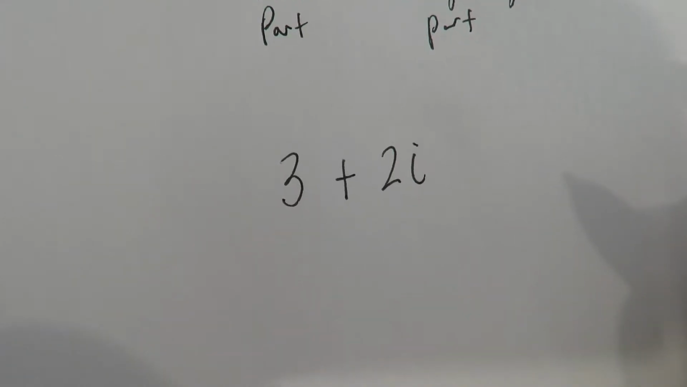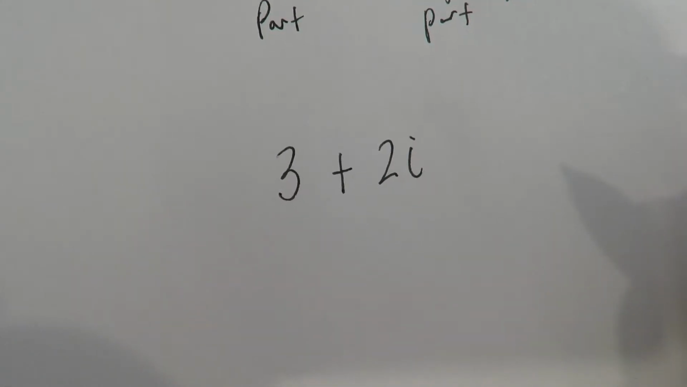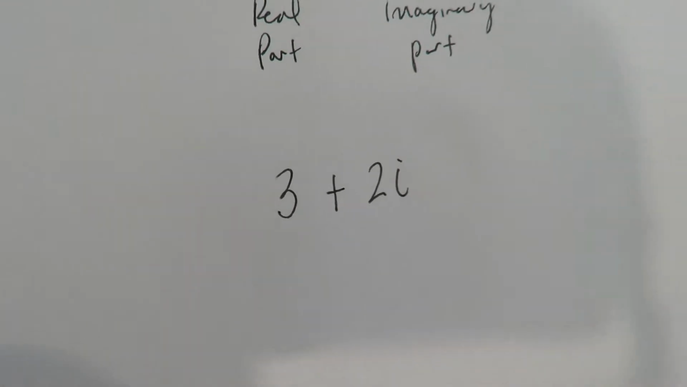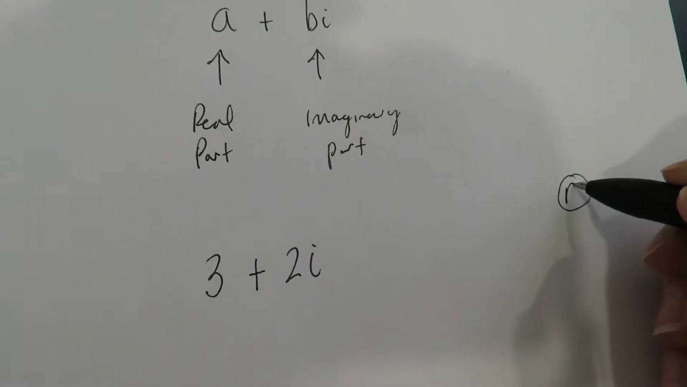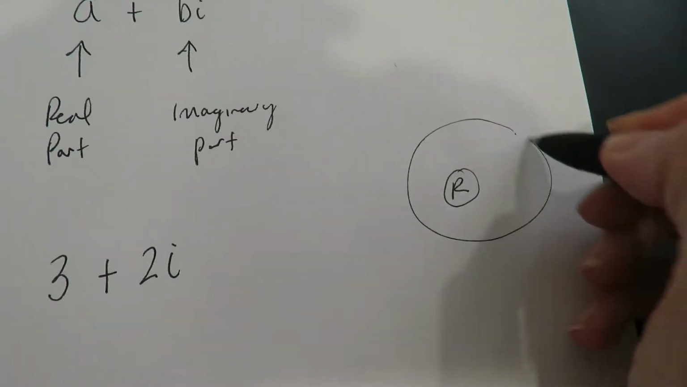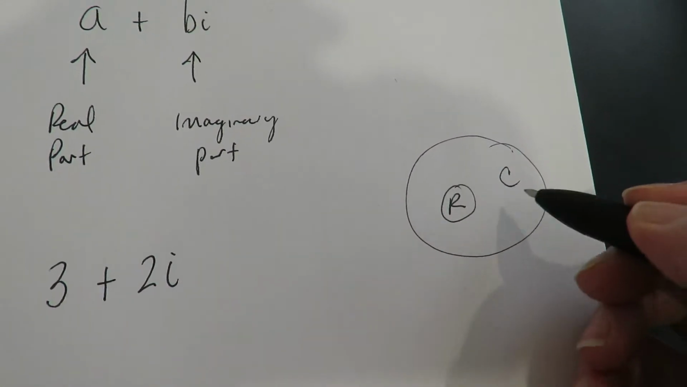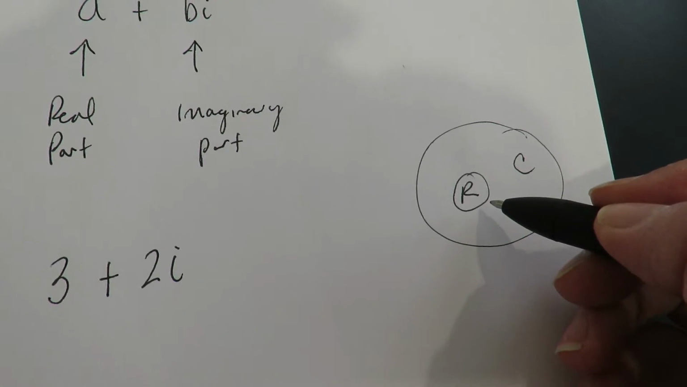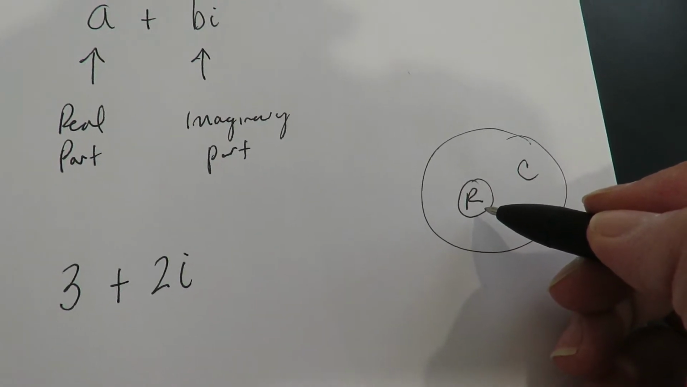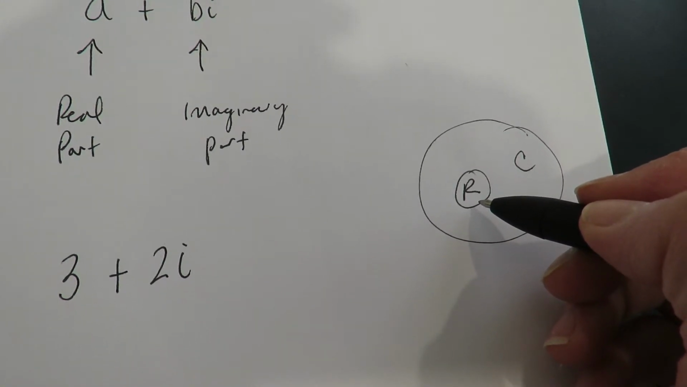Complex numbers are more complicated than real numbers. If you think of the system of real numbers like that, the complex numbers are greater than the real number system. The real number system is actually just a subset, or a part, of the complex system.